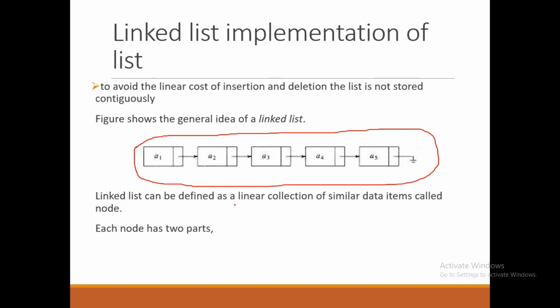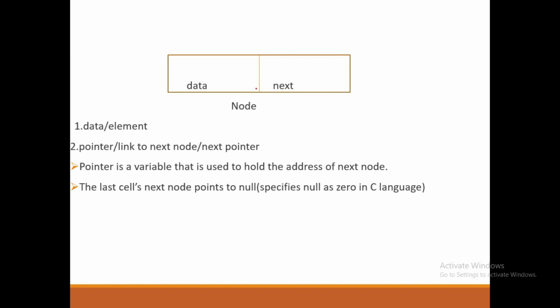Linked list can be defined as a linear collection of similar data items called nodes. We will have a set of items of the same type, and we are going to store the data items in the form of a node. You should remember, if it is a linked list, the element will be stored in the form of a node only. This is the node, and each node has two parts. Whatever the element may be, all the elements will be stored in the form of a node, and each node has two parts.